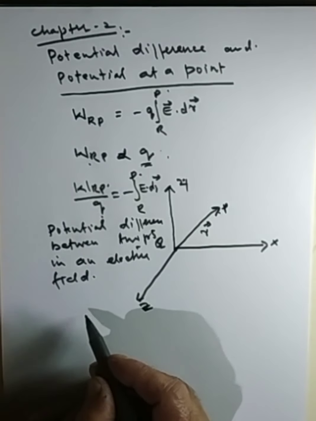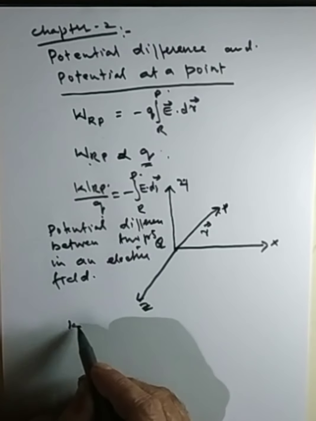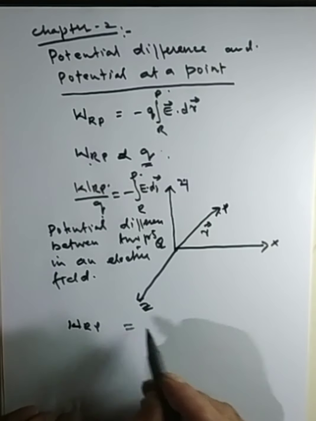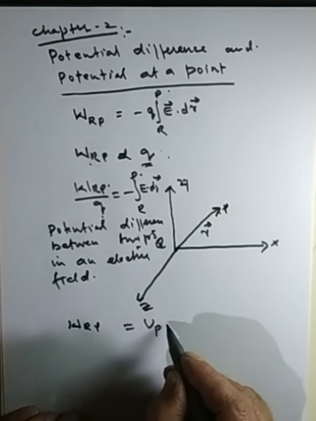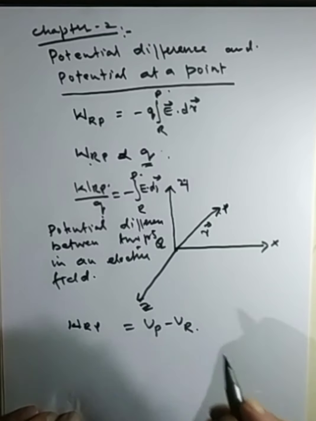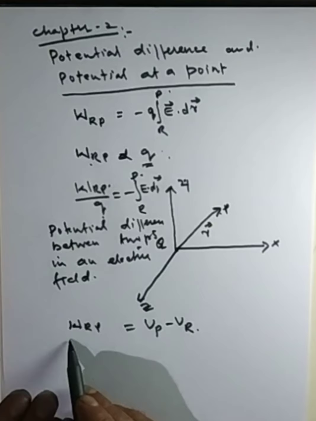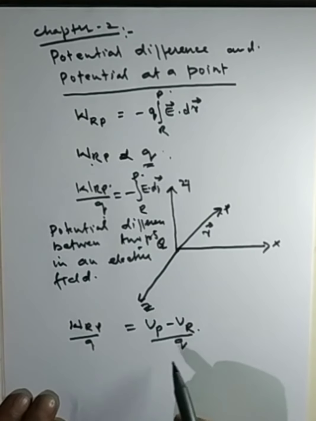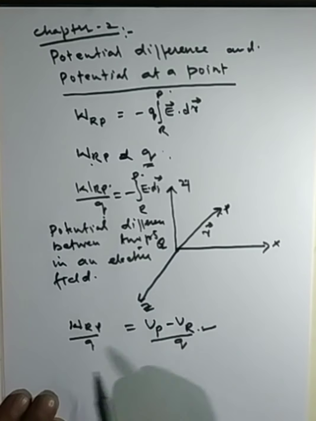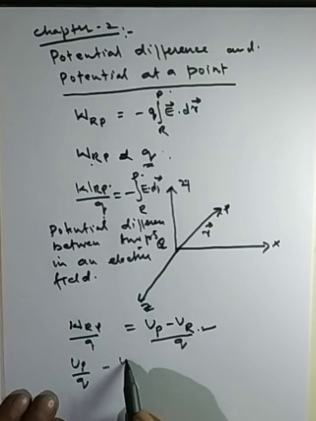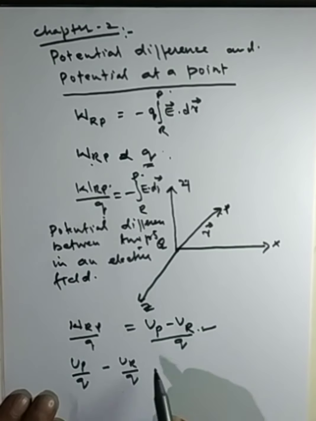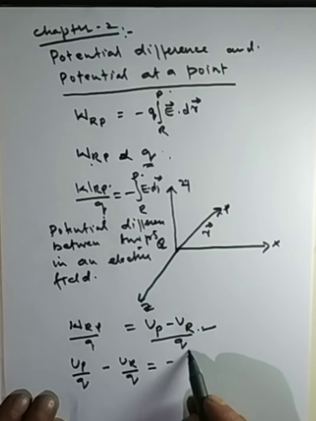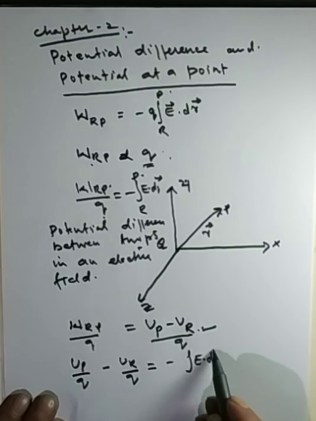Now, we already know that work done is equal to potential at P minus potential at R. If we divide this thing by Q, then taking this right hand side, we can write here UP divided by Q minus UR divided by Q is equal to minus integral E dot dr.